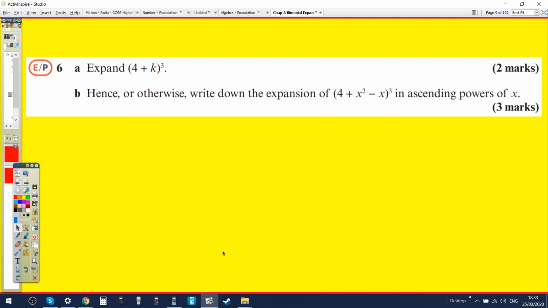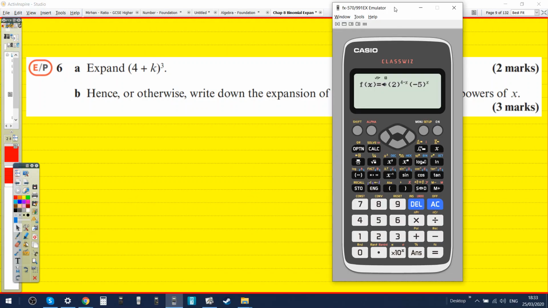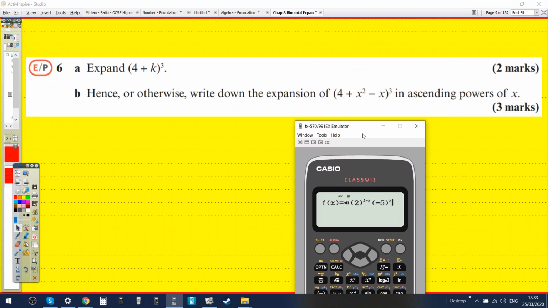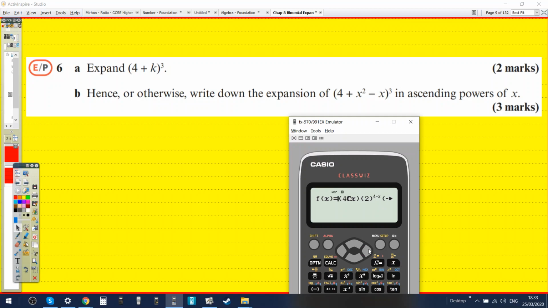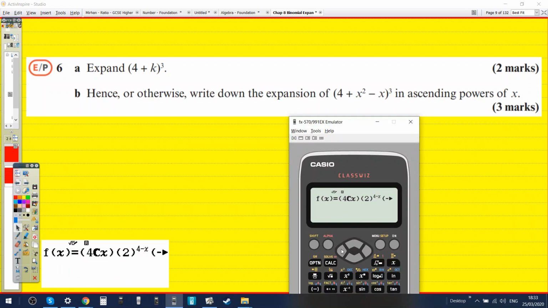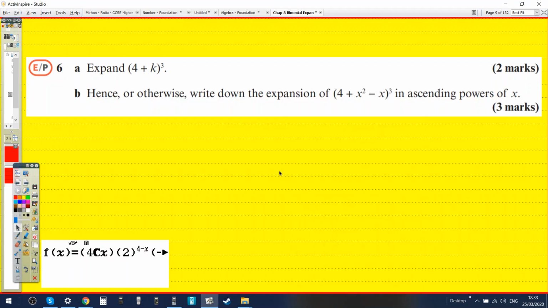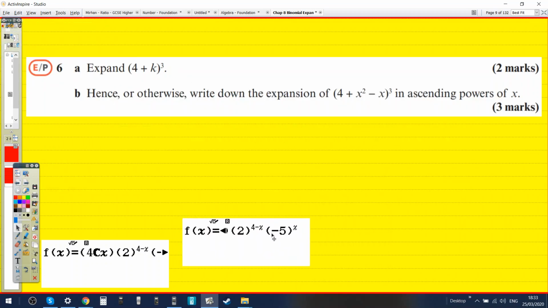How do we do part B for this one? But x isn't k. Say it again, sorry. x is different from k. So what could you do? I don't know.